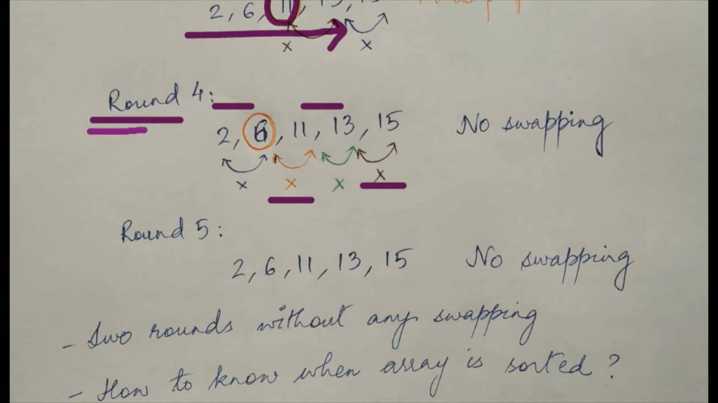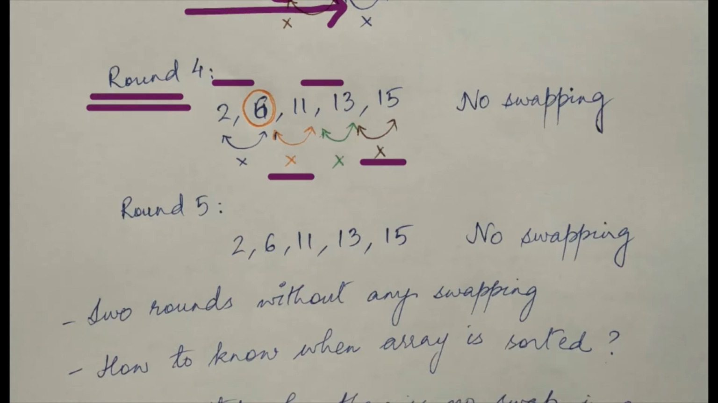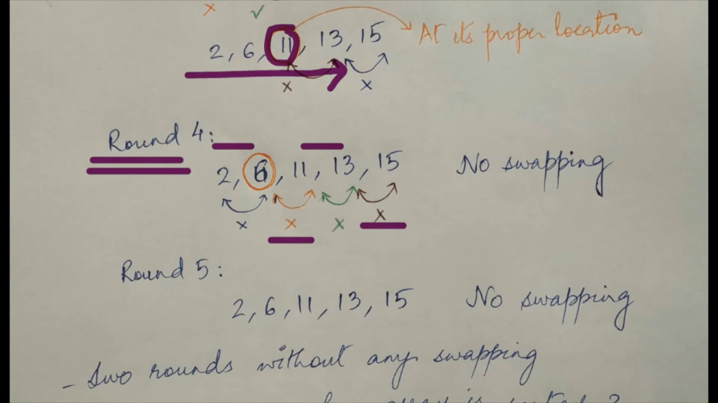So if in any round you get to know that there was no swapping, you can stop. There should be some way in the program which will tell you that there was no swap in this round. That means it is already sorted, so you can stop. A simple bubble sort algorithm will have a double for loop, and in the inner loop you'll compare all the adjacent pairs of elements, and then the outer loop will do the same thing 5 times. So that is a simple bubble sort algorithm that you can write.